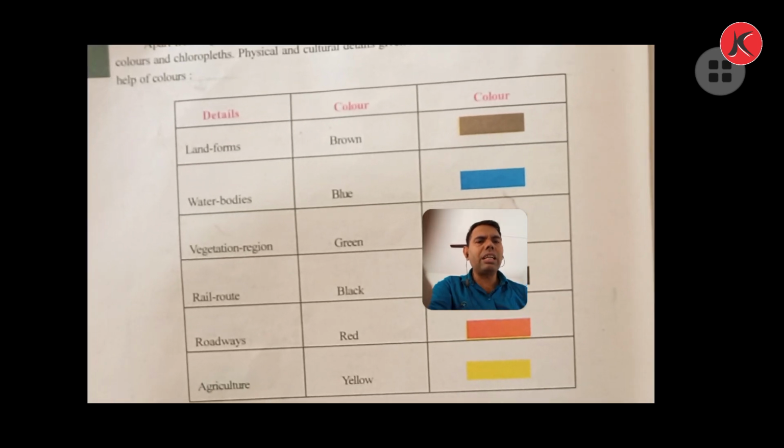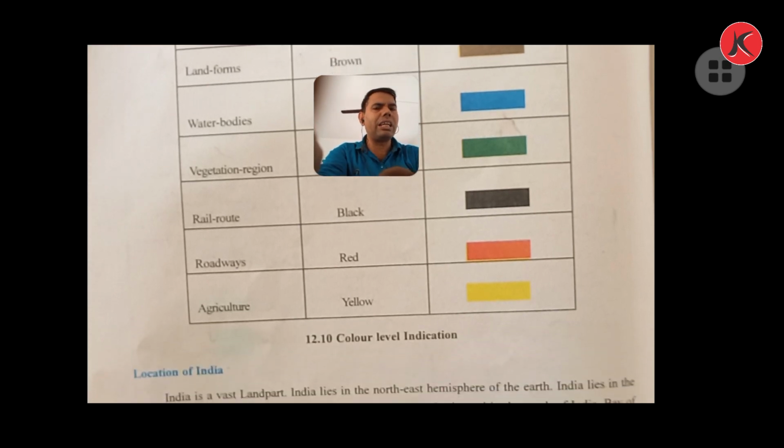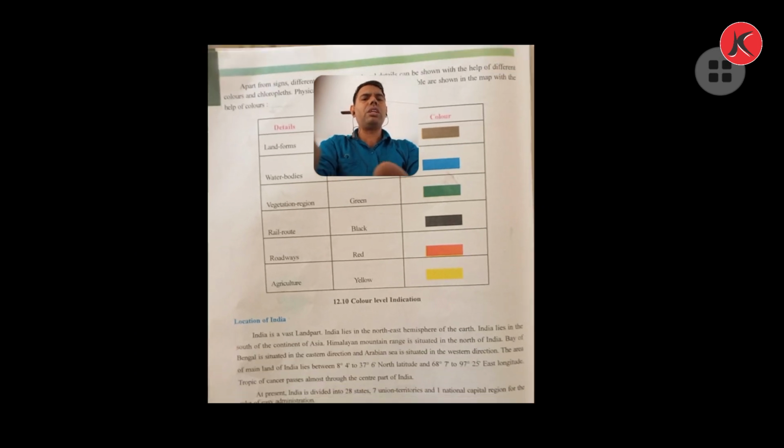Here we can see that landforms are shown in brown color, okay. After that, water bodies: if we want to show water on the map, we use blue color. The vegetation region is green color. Rail route is black color. Roadways are red color. And agriculture is shown in yellow color.